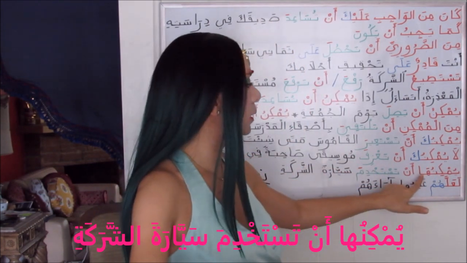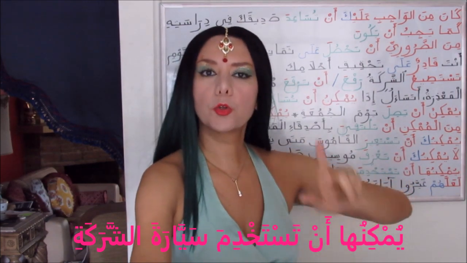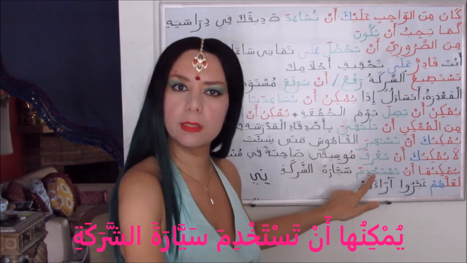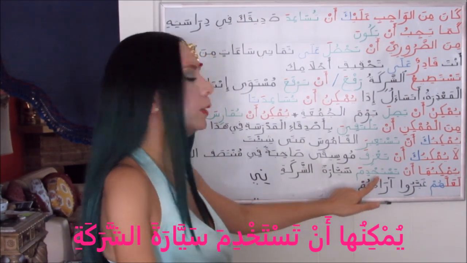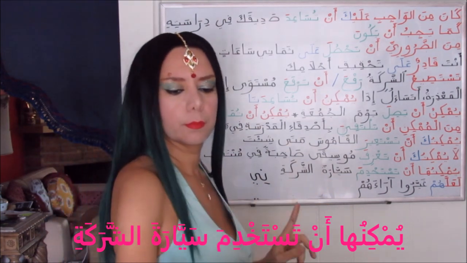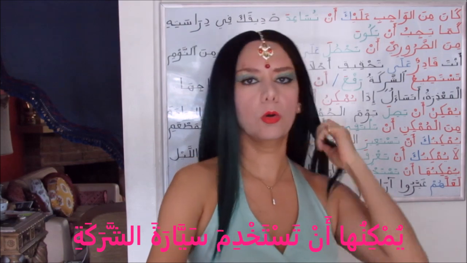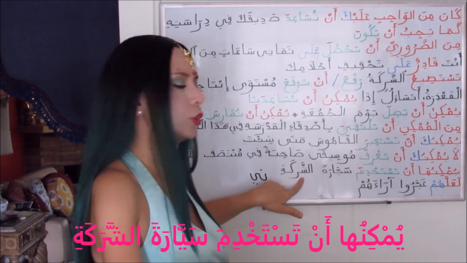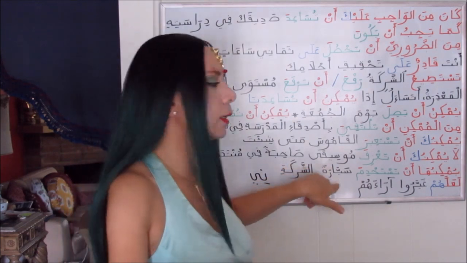يمكنها, ها referring to her, third person singular feminine. يمكنها أن تستخدم, from the verb استخدم, to use or to employ, سيارة الشركة. So she might use the car of the company. سيارة, car; الشركة, company. She was allowed or permitted to use the car of the company.